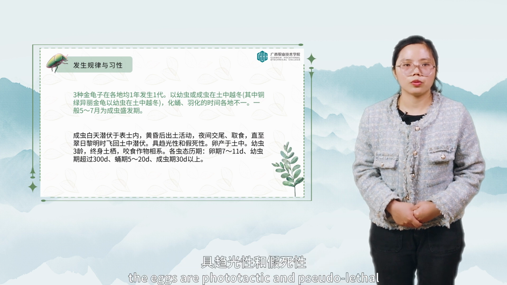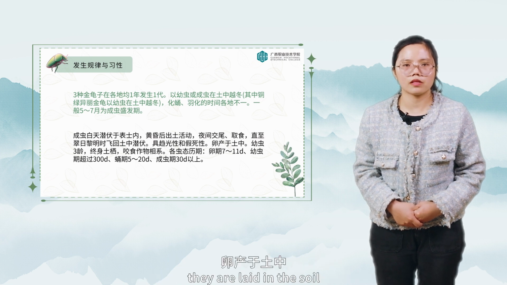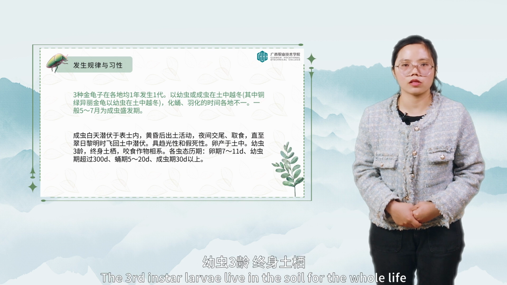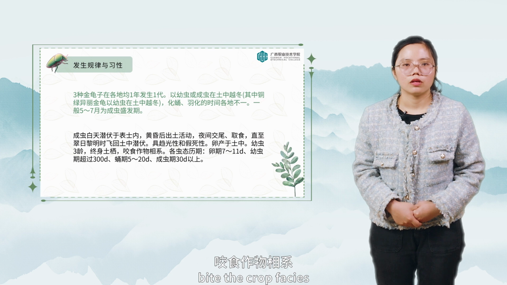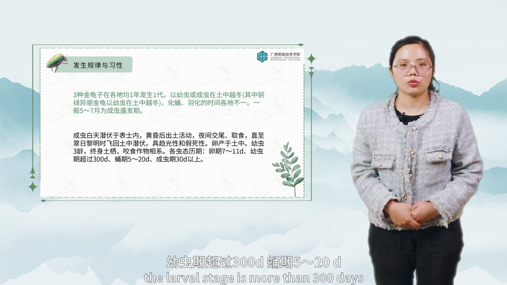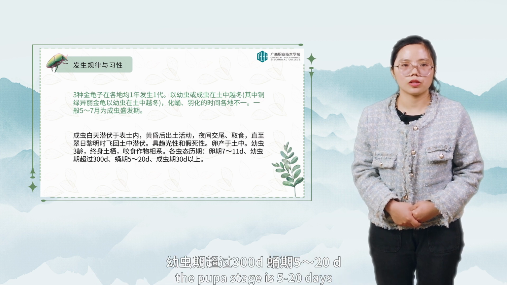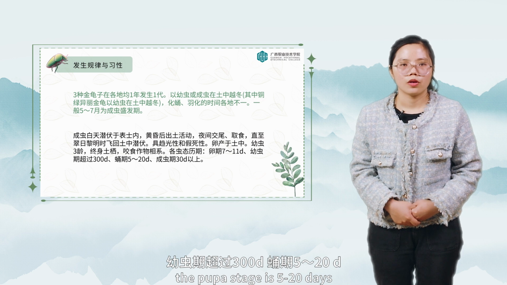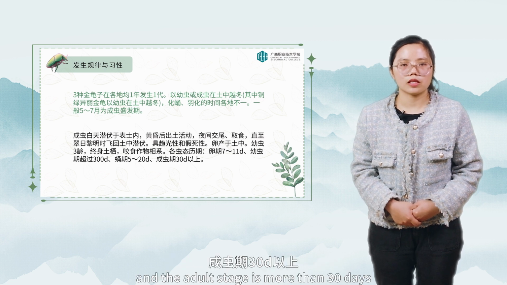The adults are phototactic and pseudo-lethal. The eggs are laid in the soil. The third instar larvae live in the soil for the whole life and bite the crop roots. The duration of each insect state: 7 to 11 days in egg stage. The larval stage is more than 300 days. The pupa stage is 5 to 20 days, and the adult stage is more than 30 days.